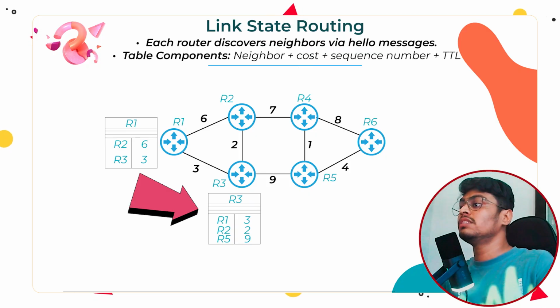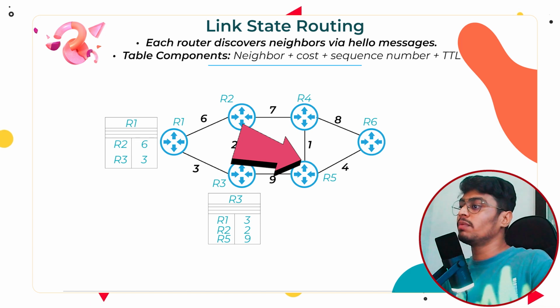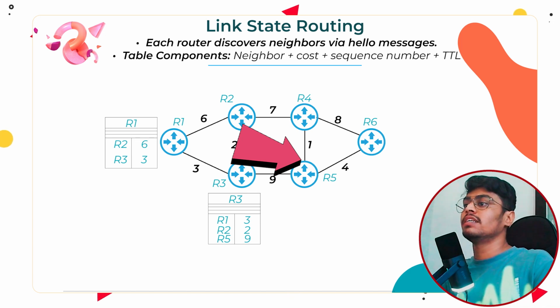R3's link state table is connected to R1 with distance 3, connected to R2 with distance 2, connected to R5 with distance 9. Okay, this is R3's link state table. What is R5's link state table? Connected to R3 at distance 9, connected to R4 at distance 1, R6 at distance 4.